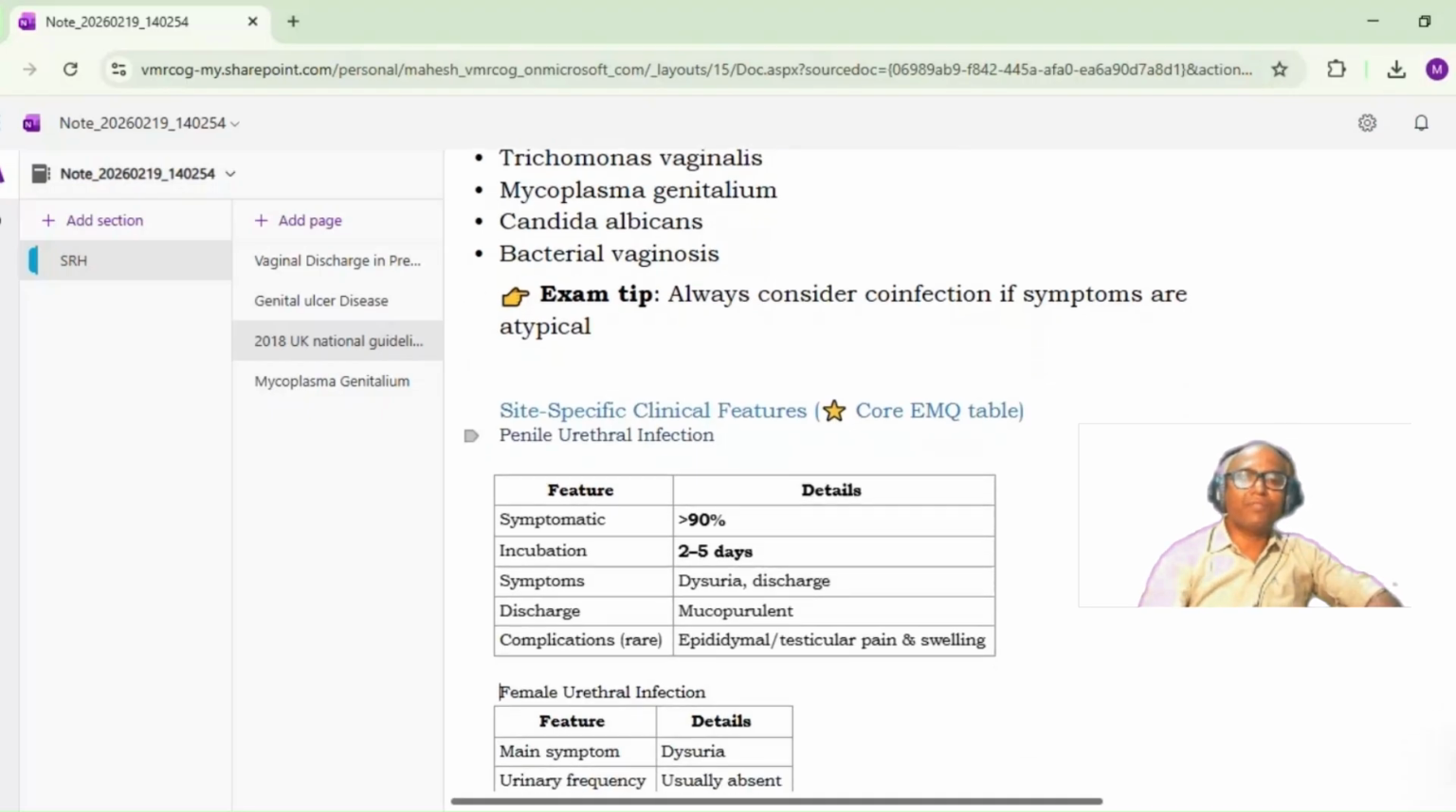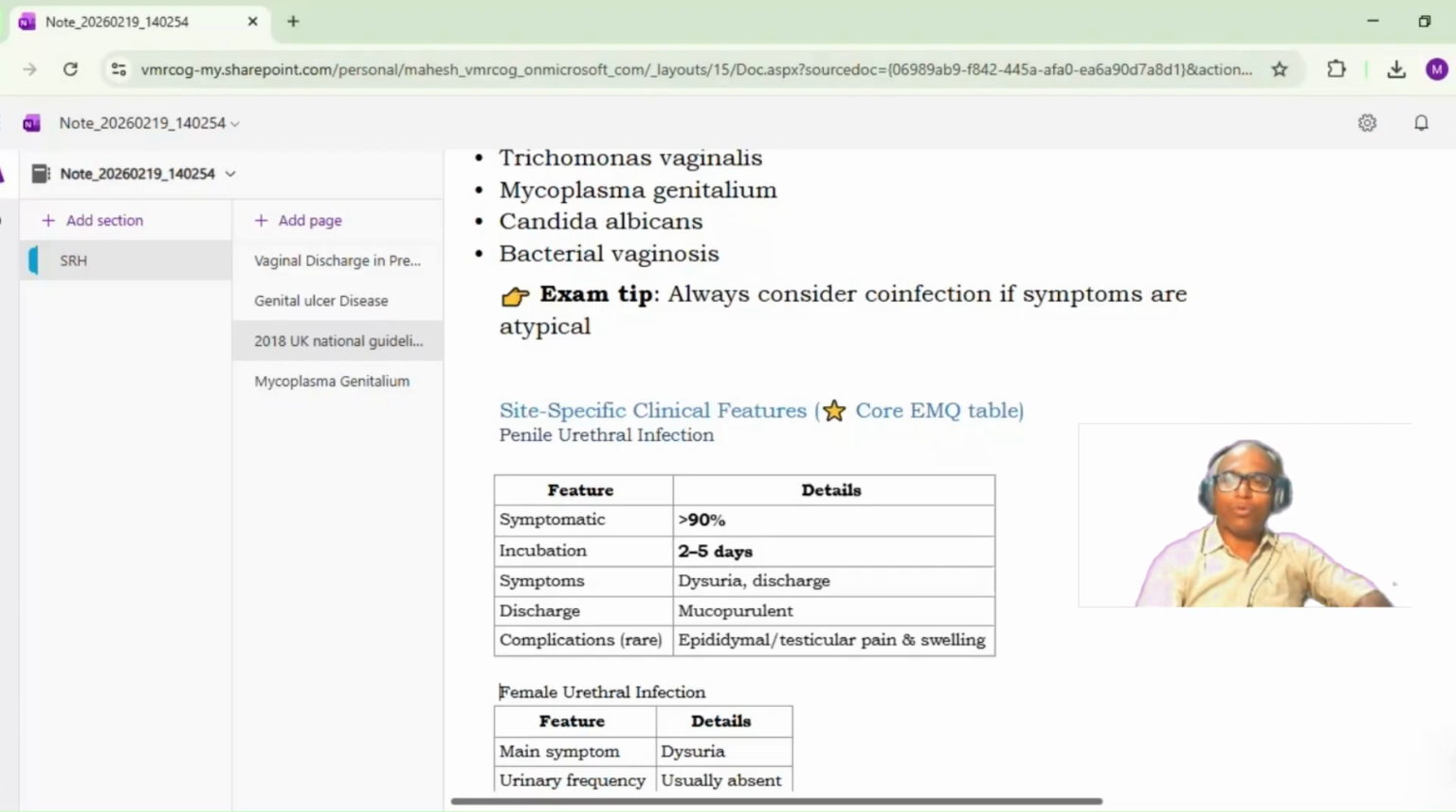If it is a penile urethral infection, in that case 90% of patients will be symptomatic, and the incubation period is short, around 2 to 5 days. Symptoms will be dysuria and discharge. Discharge will be mucopurulent in nature, and if a complication happens, there will be epididymal or testicular pain and swelling.